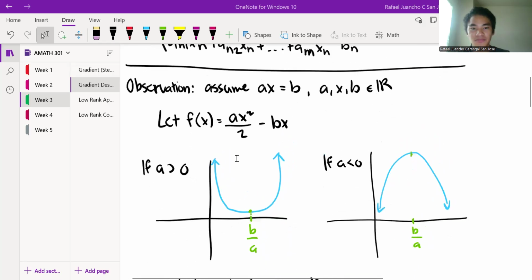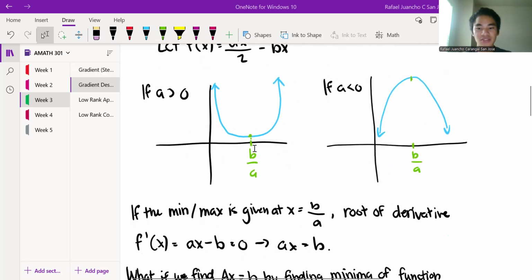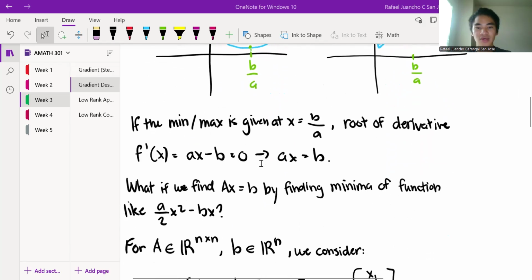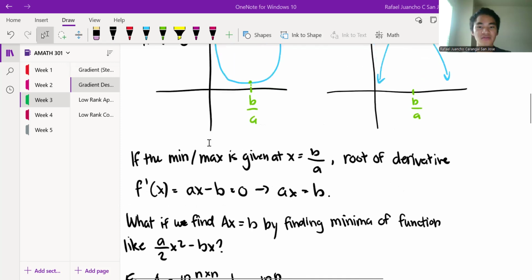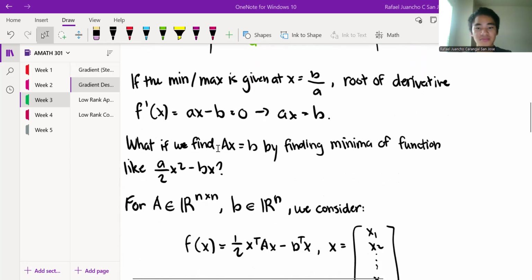So here we were given an example, right? This is a real valued function ax squared over 2 minus bx. So that's a quadratic function. And if we were to find the gradient of that function, it's just this. And how are we able to do that? Well, we get the derivative of f, and then we set it to 0, and then we get x equals b over a.